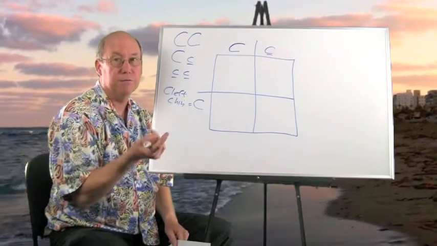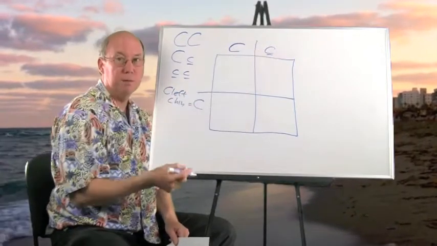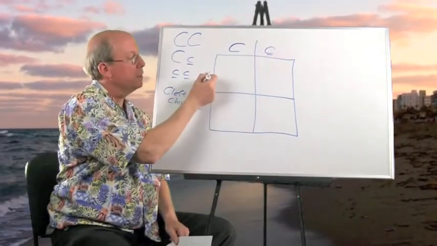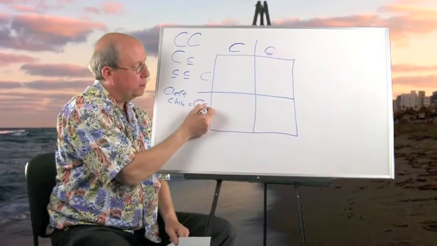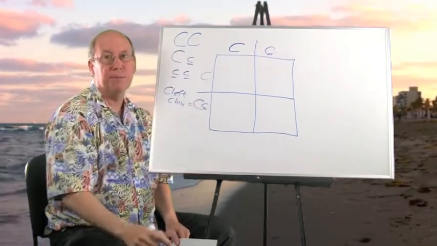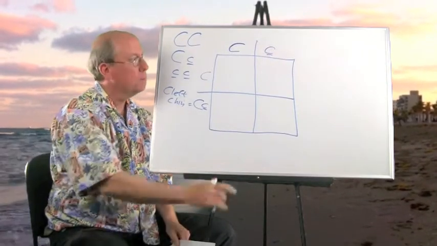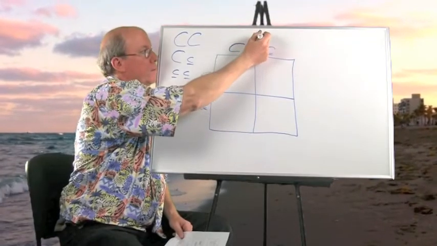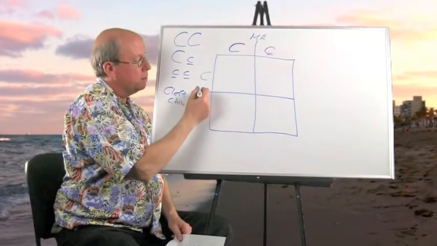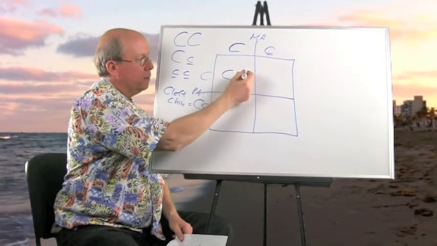Dad also has a cleft chin. His genotype, which is what this is really going to be representing, is going to have to be C and small c, or it could be big C and big C, or homozygous dominant. Well, let's just say that he's going to be heterozygous as well. So Mom is heterozygous, and Pa is heterozygous.